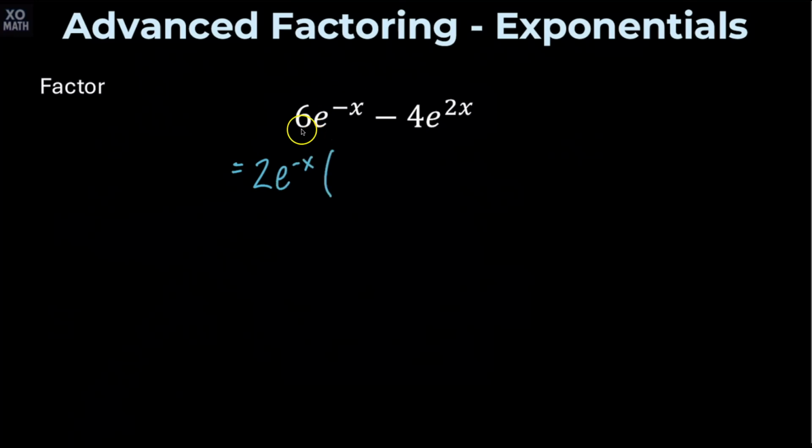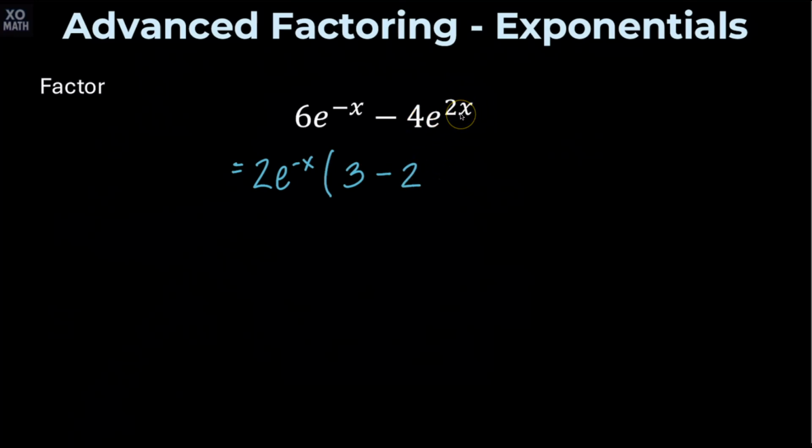So what's going to be left over? Now, if I factor out the 2, I'm going to have a 3 left over from 6. And then if I take out all of e to the negative x, that's gone. All I have left is 3. Then I'm going to have minus 2. So if I take out 2 from negative 4, I'm going to have negative 2 left.